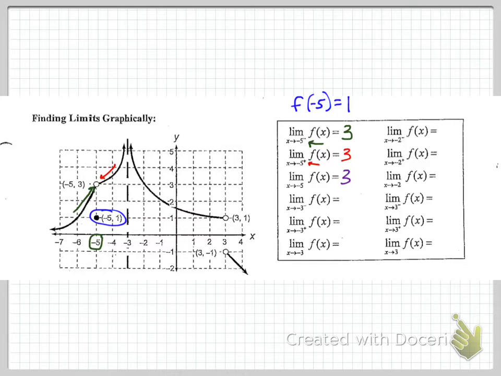The limit is independent of what is actually happening at that point. The limit only tells us what is happening to the function as you get really, really close to that x value. Let's look at the next one.